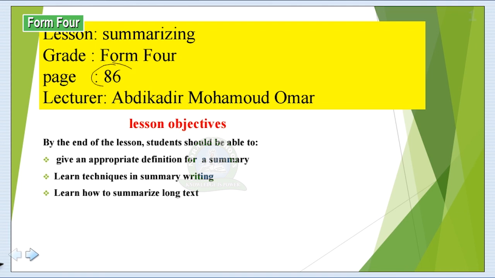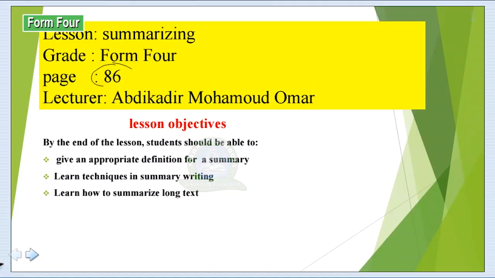The lesson objectives. By the end of this lesson, students should be able to give an appropriate definition for a summary. What is a summary? You have to remember. Learn techniques in summary. You have to learn the techniques and learn how to summarize long texts or long passages.